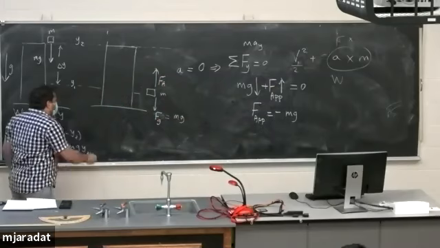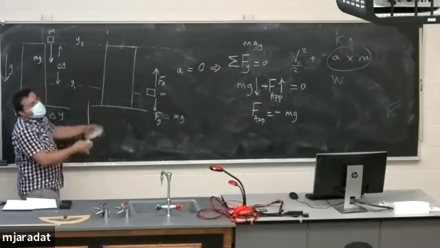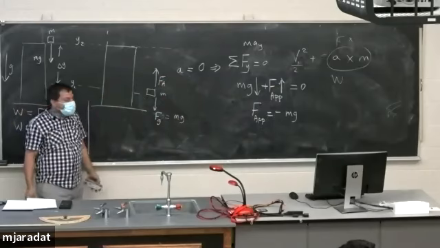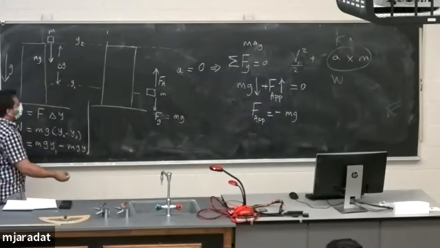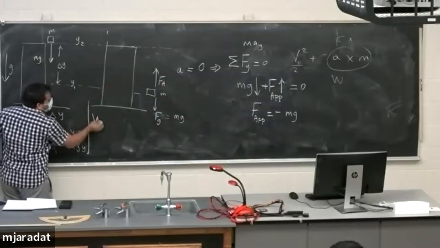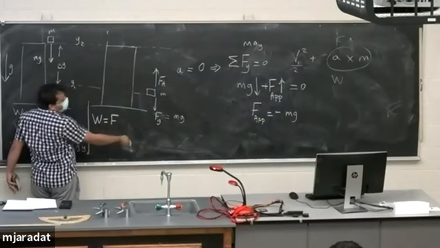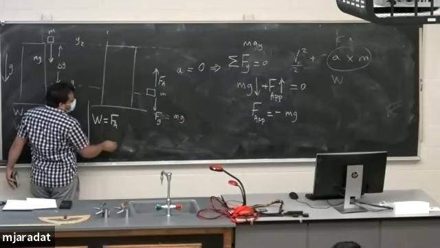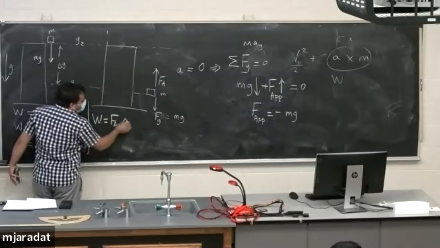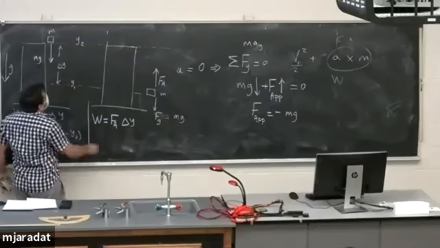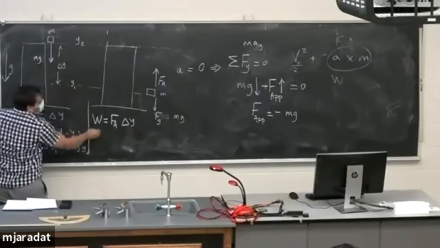Okay, what is the work in this case, done by the external applied force? It is simple. W is equal to the applied force, which is mg, multiplied by delta y. Delta y is y final minus y initial.